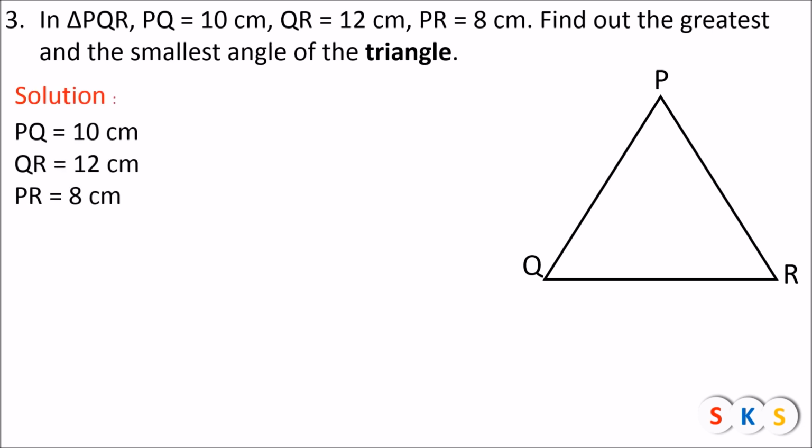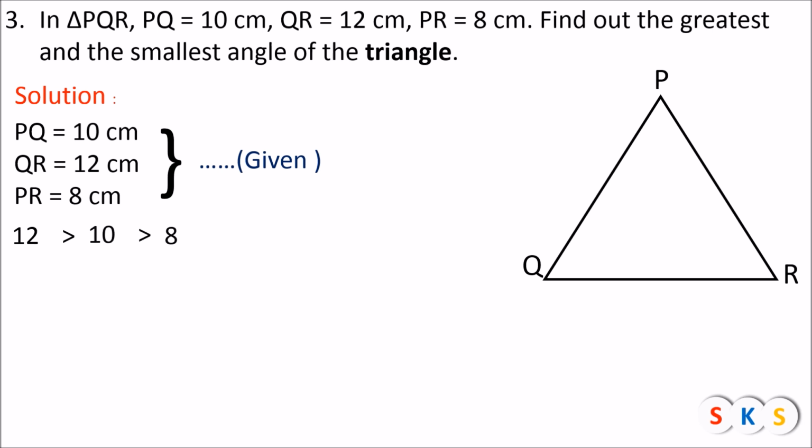Here PQ is 10 cm, QR is 12 cm, and PR is 8 cm. It's given. Now what we will do? We will arrange the given lengths in descending order. That is 12, 10 and 8. We will arrange 12, 10 and 8 in descending order, greatest to smallest. So 12 is greater than 10 and 10 is greater than 8.